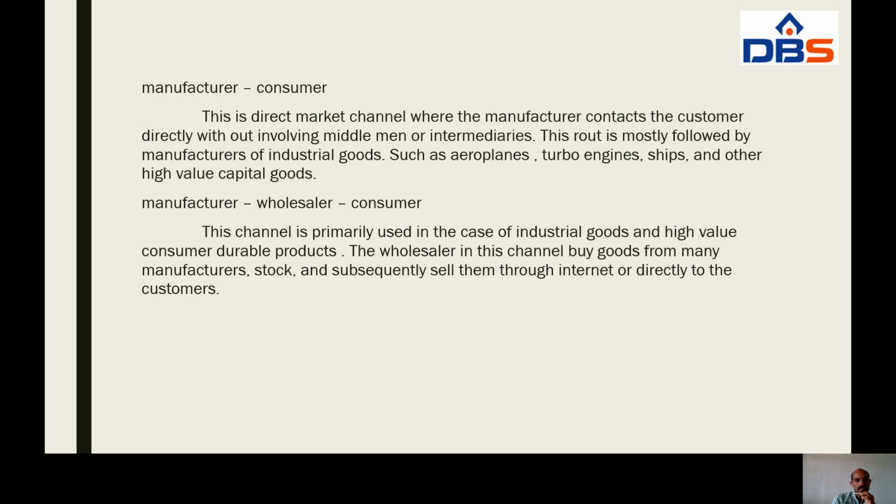This is another way of channels of distribution: manufacturer, wholesaler, and consumer. The first one is manufacturer to consumer. This is the direct channel. There are no intermediaries between the manufacturer and consumers. And the second channel is manufacturer, wholesaler, and consumers.